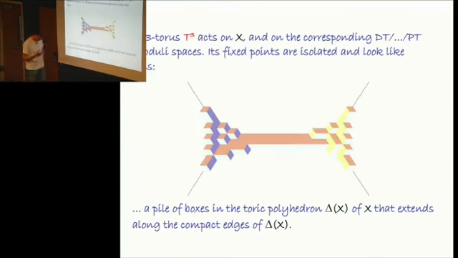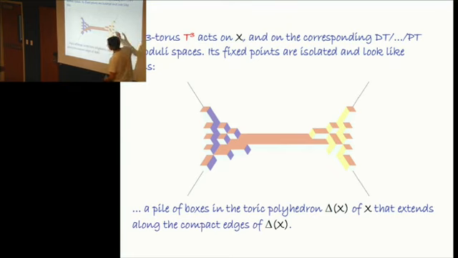And so if the Calabi-Yau is toric, then the torus acts on everything, on all the PT, DT moduli spaces, and the fixed points of that are isolated and, in the familiar DT chamber, they're going to look like this. So imagine a toric polytope of X, and there's a pile of boxes at every corner.